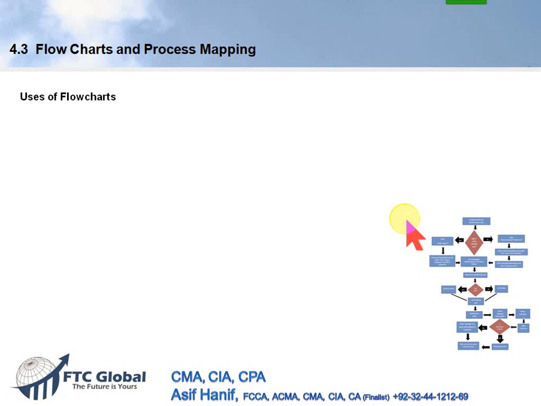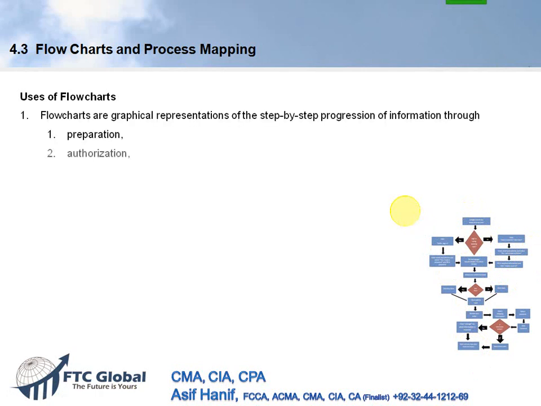a step-by-step representation of information, and these flowcharts can be made for computer systems as well as for any manual process. So a flowchart is simply a graphical representation of the step-by-step progression. If you just look at this, this is the starting point, then there's some decision diamond, then there are certain processes, and then finally it ends somewhere here. So it's a step-by-step progression of information through preparation, authorization, flow, storage, any system that you want to bring into some graphical form.